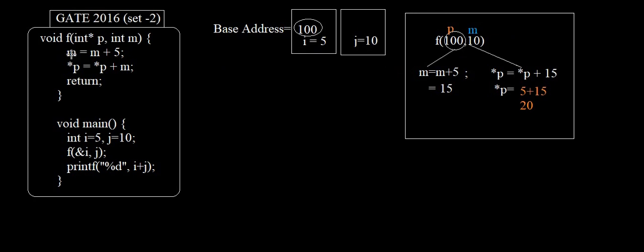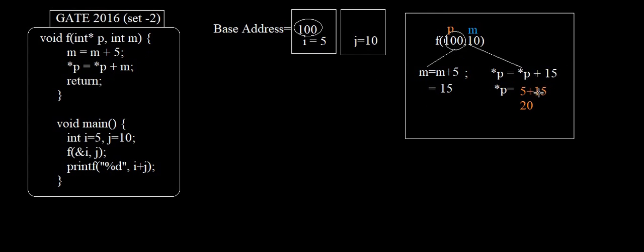The next statement says m equals m plus 5. What is the value of m here? 10. 10 plus 5 gives you 15. And the next statement says *p equals *p plus m, so *p equals *p plus 15. What is the value of *p? What is the value of p?